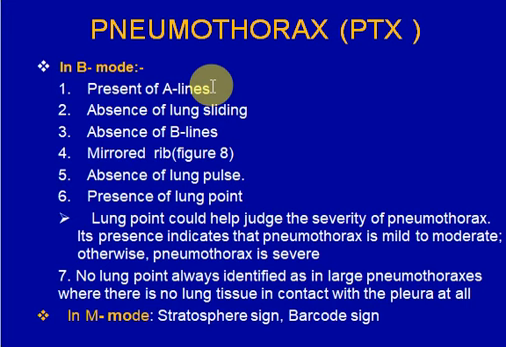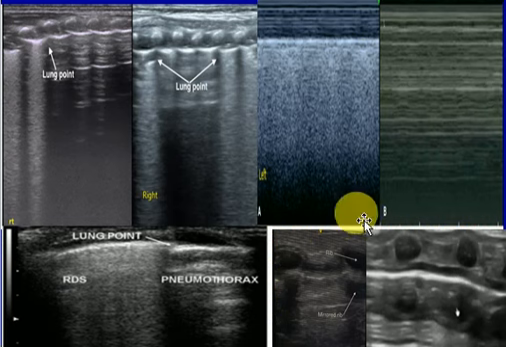In M mode, we find something called the stratosphere sign or barcode sign. Here, this is a normal lung by M mode. This is a barcode sign. This is a mirrored rib. See the rib here, below the pleural line, the mirrored rib, figure 8.